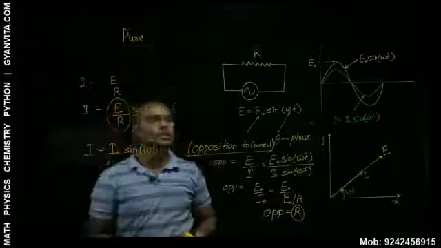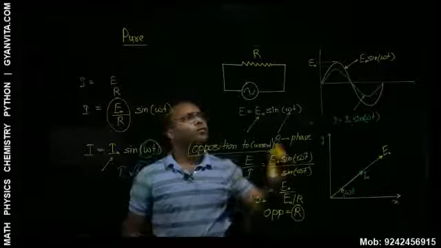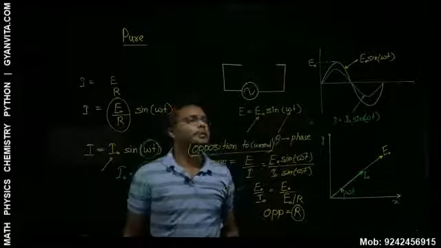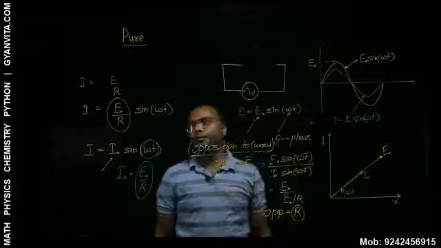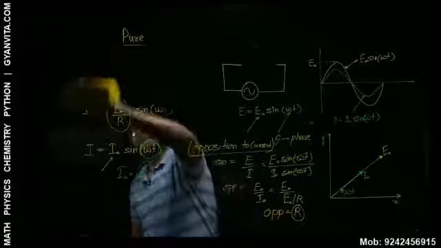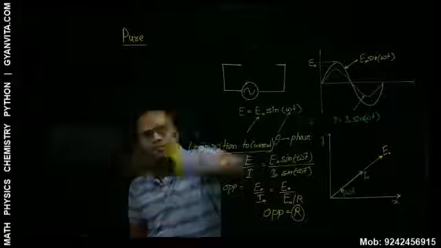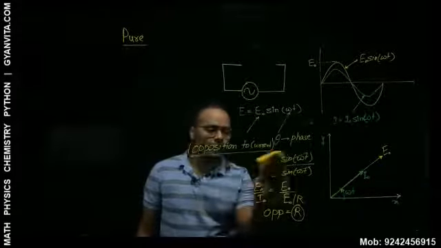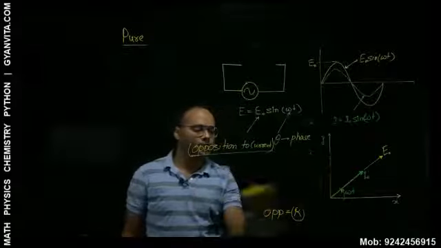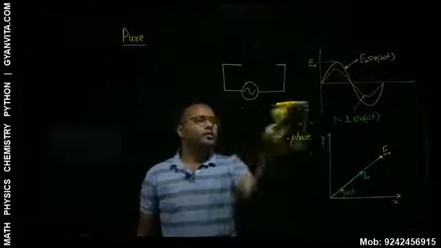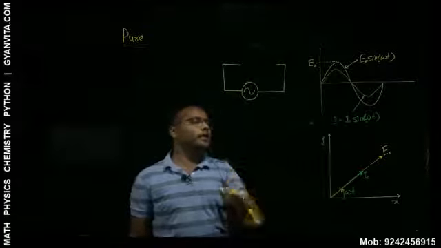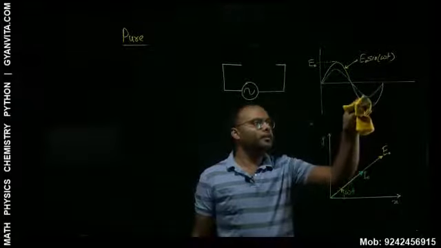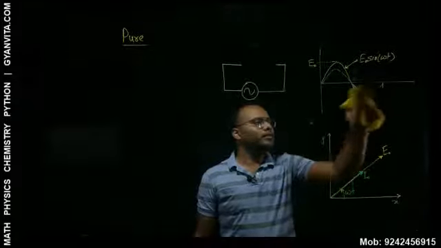So let's move to the next topic, that is pure inductor. So what all changes will we have to do? We'll have to remove this and insert an inductor here. These expressions we'll have to rewrite, so I'll remove that. Opposition we still have to find, so I'll leave it here. And this diagram we'll still have to make, so let's remove that entirely.